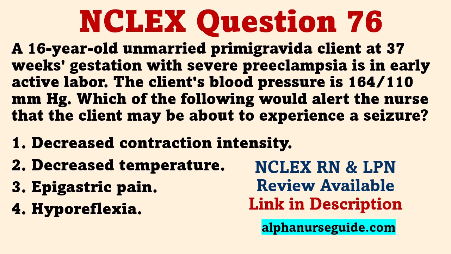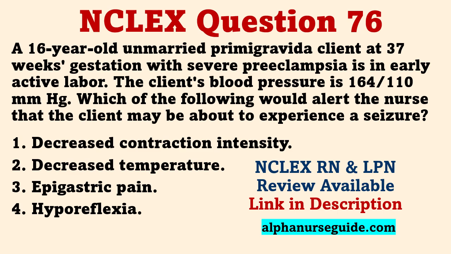A 16-year-old unmarried primigravida client at 37 weeks gestation with severe preeclampsia is in early active labor. The client's blood pressure is 164/110. Which of the following will alert the nurse that the client may be about to experience a seizure? 1. Decreased contraction intensity. 2. Decreased temperature. 3. Epigastric pain. 4. Hyperreflexia.